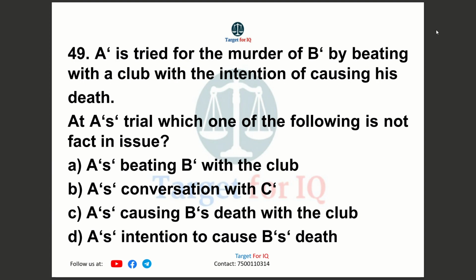Question number 49. A is tried for the murder of B by beating with a club with the intention of causing his death. At A's trial, which one of the following is not a fact in issue? Option A. A is beating B with the club. B. A's conversation with C. C. A is causing B's death with the club. D. A's intention to cause B's death. The correct answer to question number 49 is option B. That is, A's conversation with C.